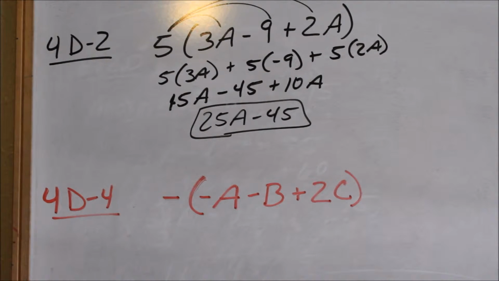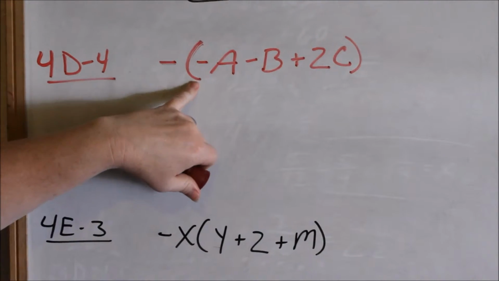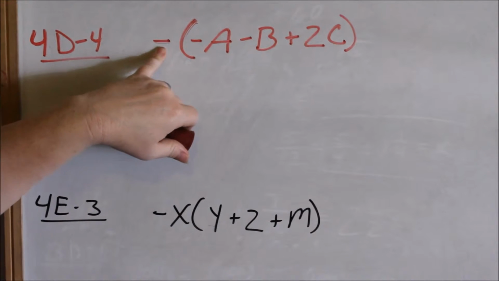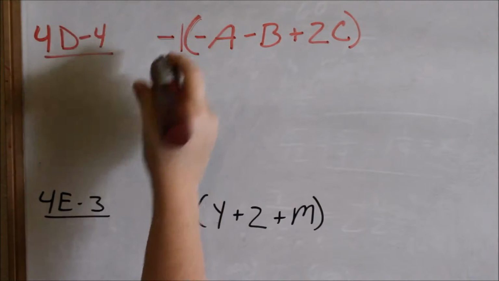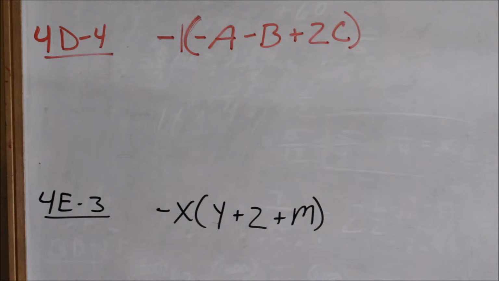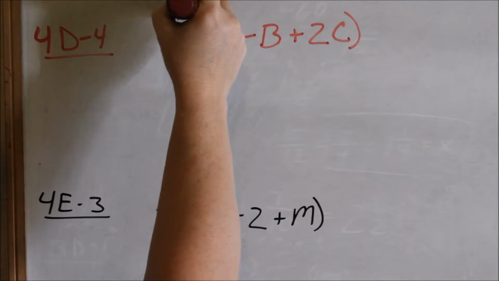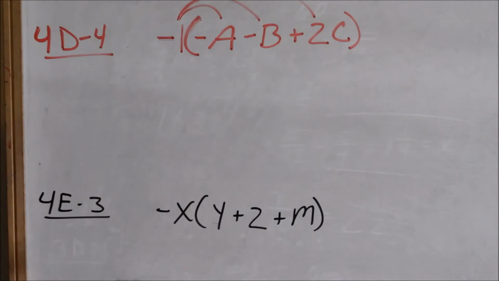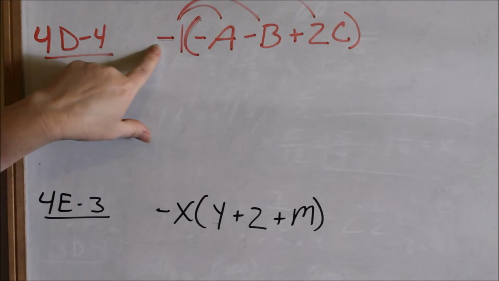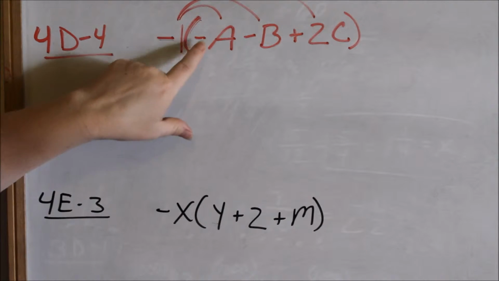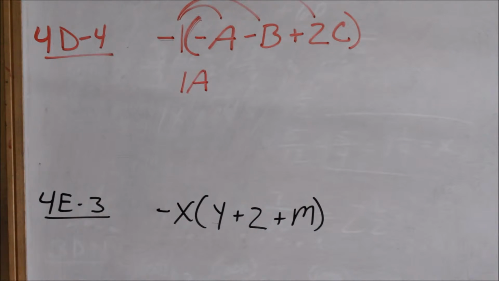Alright, looking at 4D, number 4, you have a negative out in front of your parentheses. So you have this negative. Well, there is a number implied here that we don't write. That is a 1. A negative 1. So this is a negative 1 times everything. So you multiply your negative 1 to each term. So negative 1 times a negative a. A negative times a negative is a positive. 1 times a is just 1a.